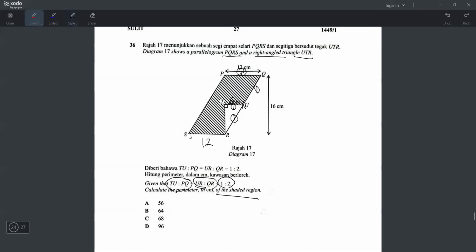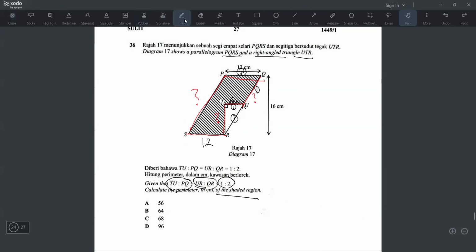Okay, shaded region is 12 plus 12 plus 6. Tapi kena tambah ini. Tapi tiga-tiga ni kita tak tahu panjang dia. So my job now is to find out this remaining 3 lines. Okay, what I will do, let's think. Can I use Pythagoras theorem? Okay, if I have the panjang here, then boleh lah. Tapi sekarang tak ada. Alright, I know how to do already.